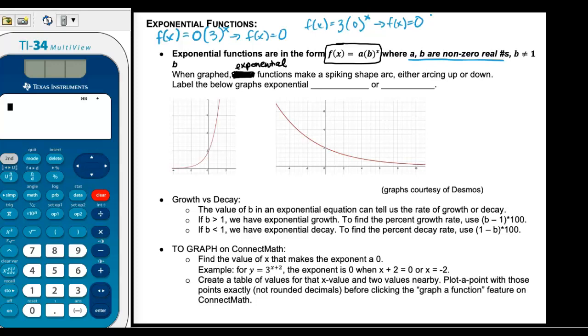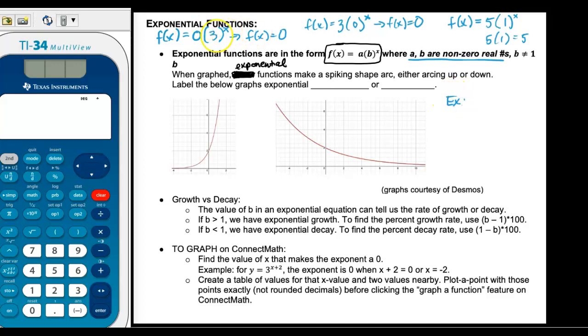And then the other condition is b cannot be 1. So to give you an example, if f of x was equal to 5 times 1 to the x power, well, 1 to any number, it doesn't matter what x is, is just 1, so it would just be 5 times 1, or f of x equals 5, and that is also a straight line, so it's not an exponential function.